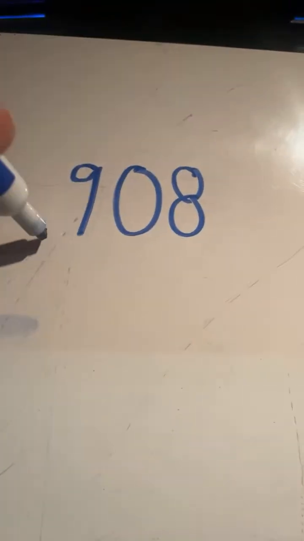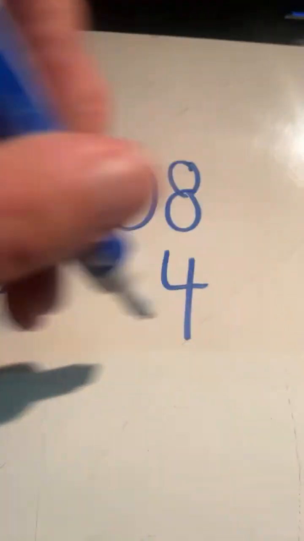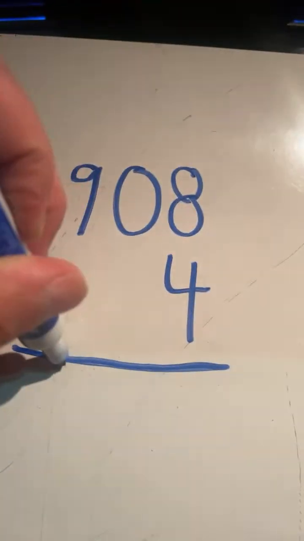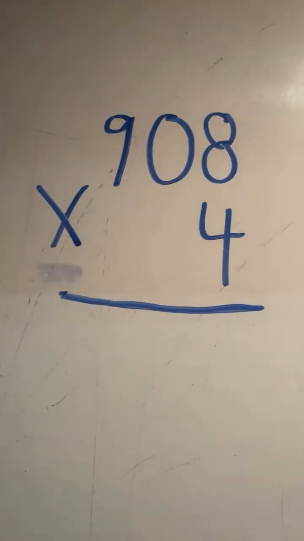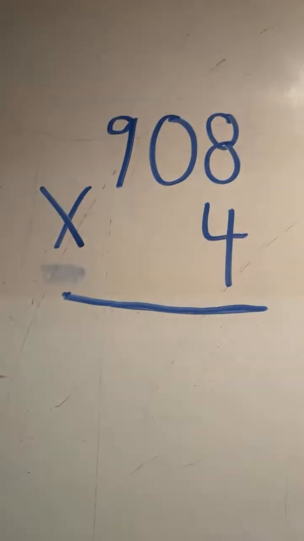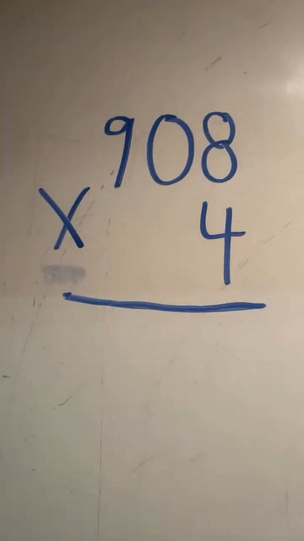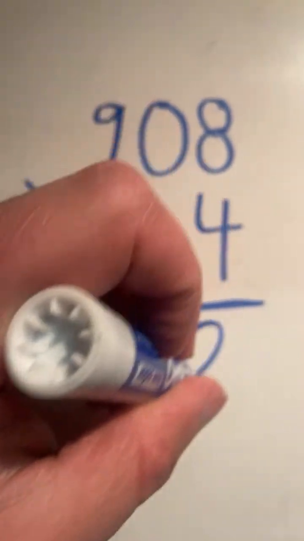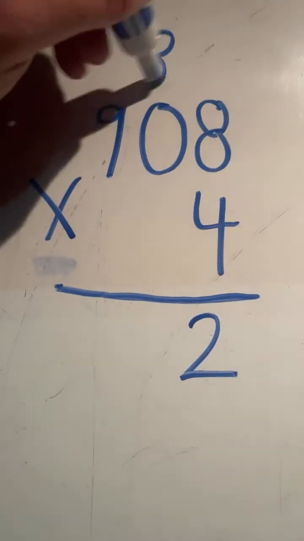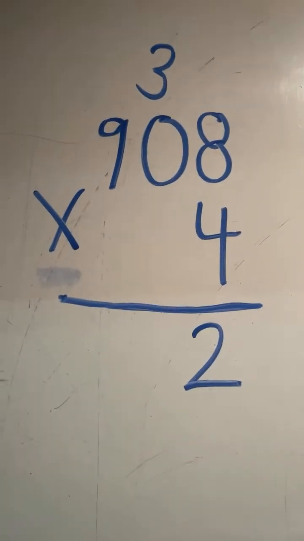908 times 4. So we start out in the ones place. 8 times 4 equals 32. We regroup because our product is more than 10. The 2 in 32 goes in the ones place. The 3 gets carried over to the tens place.